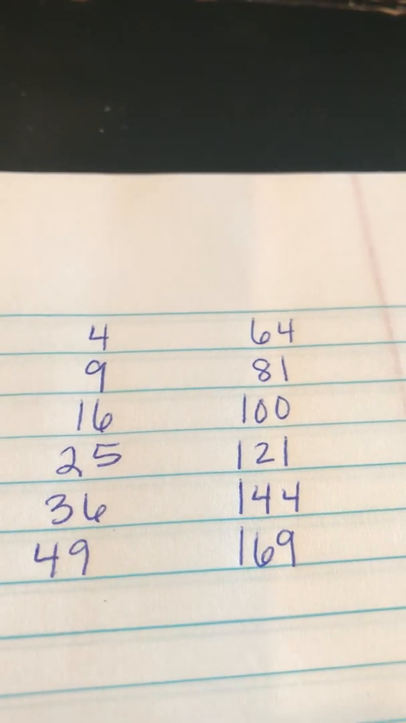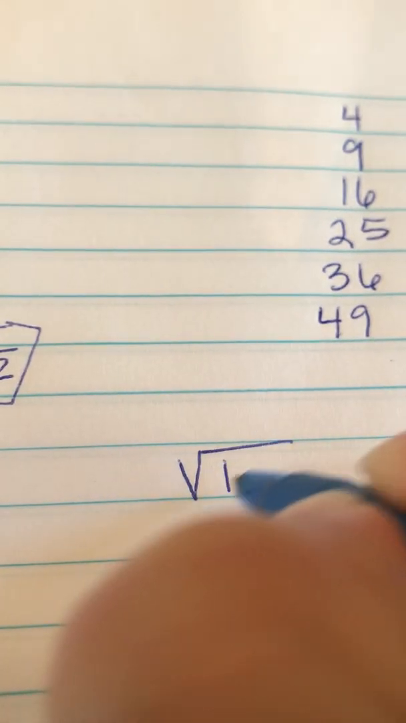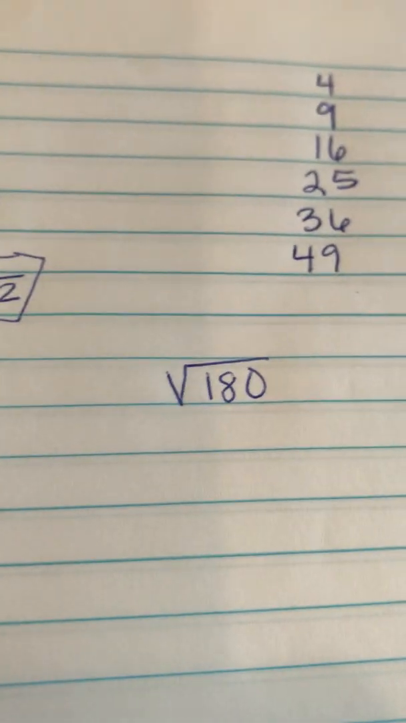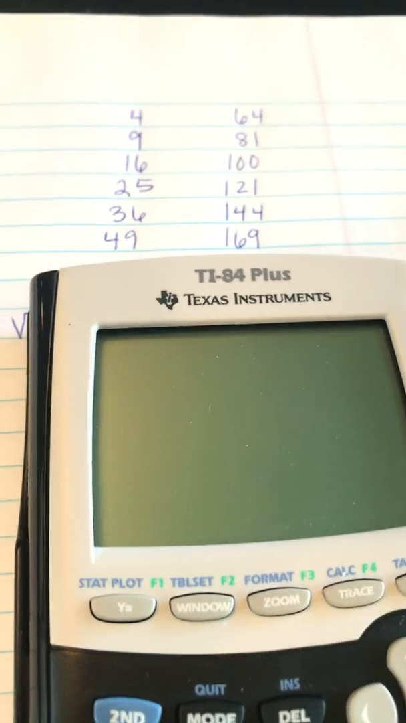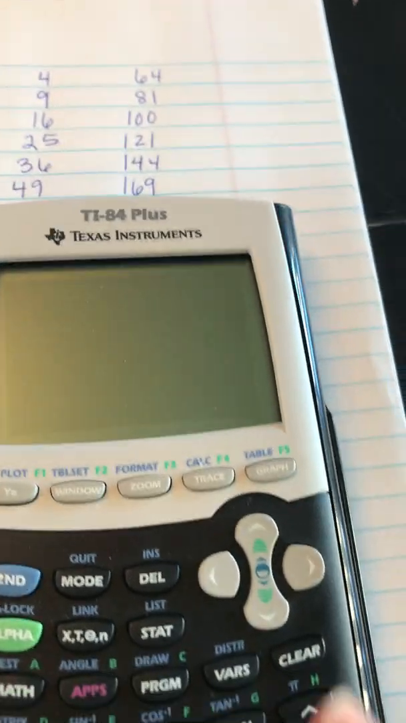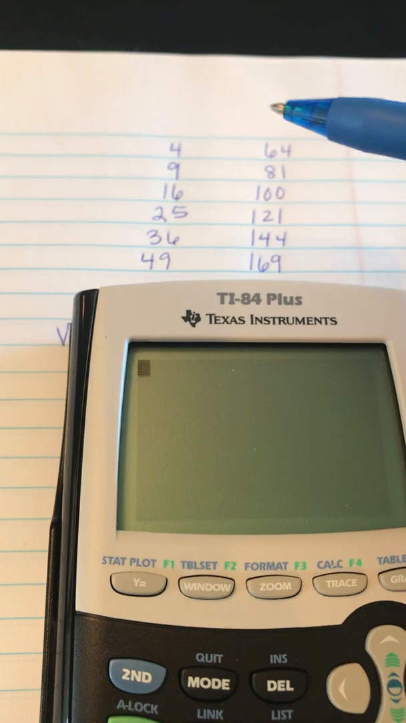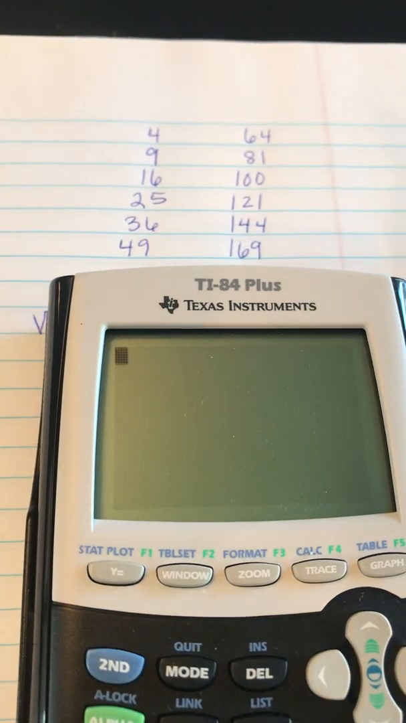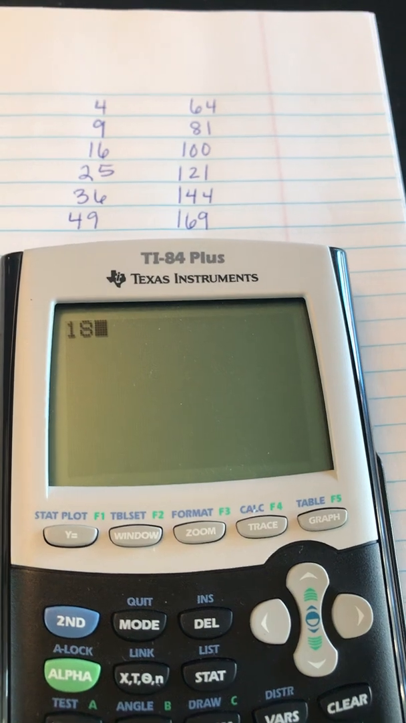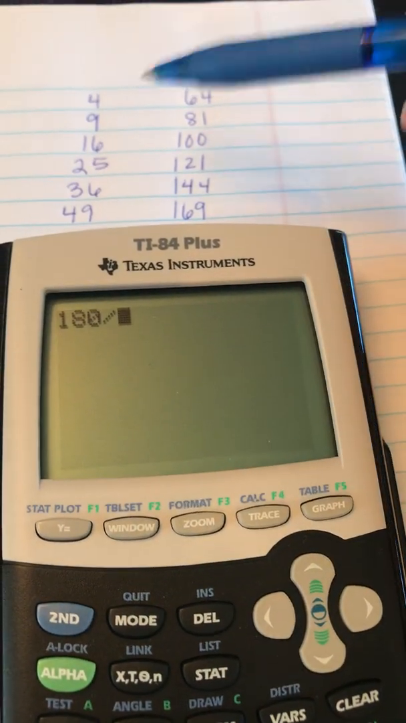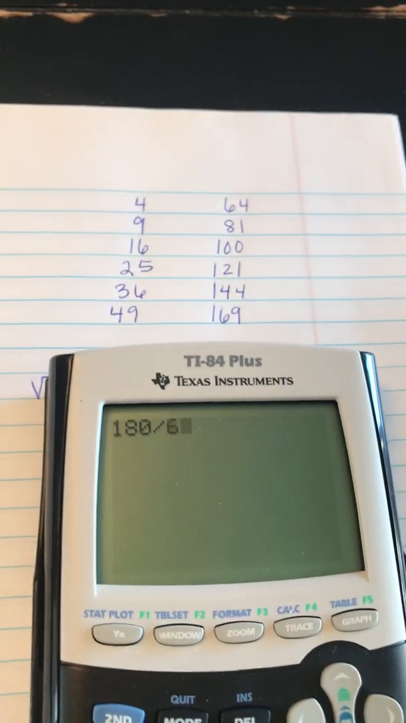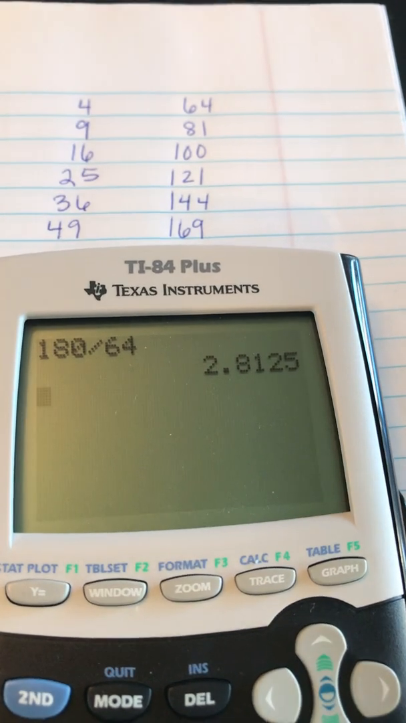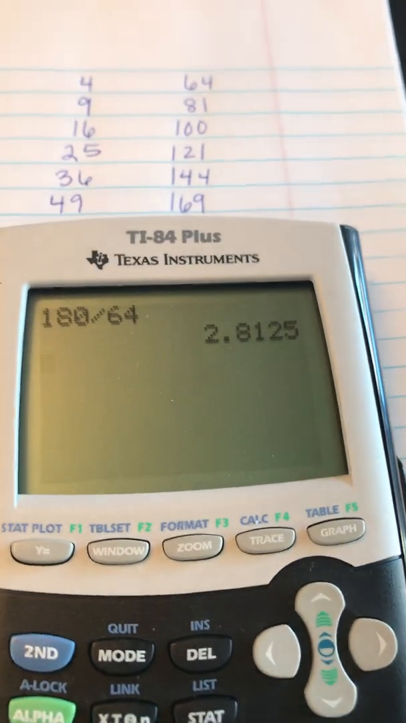For example, another problem on your list was the square root of 180. Now for the square root of 180, I'm going to take my calculator here and start dividing out these numbers and see if I can get one that will work. So I'm going to say 180 divided by, and I'm going to pick kind of a higher one, let's start with 64. Divided by 64, that's 2.8125. That's not a whole number, so that's not going to work.